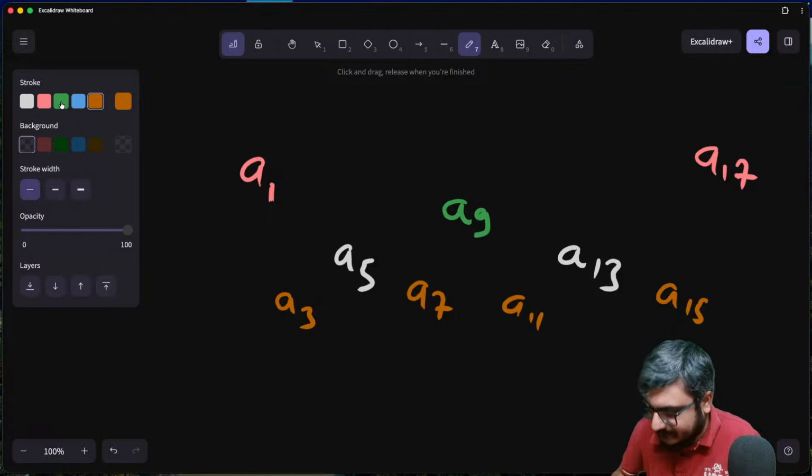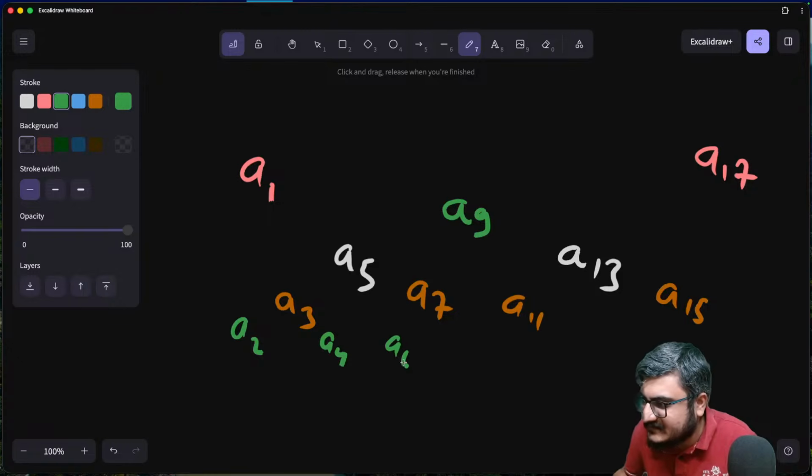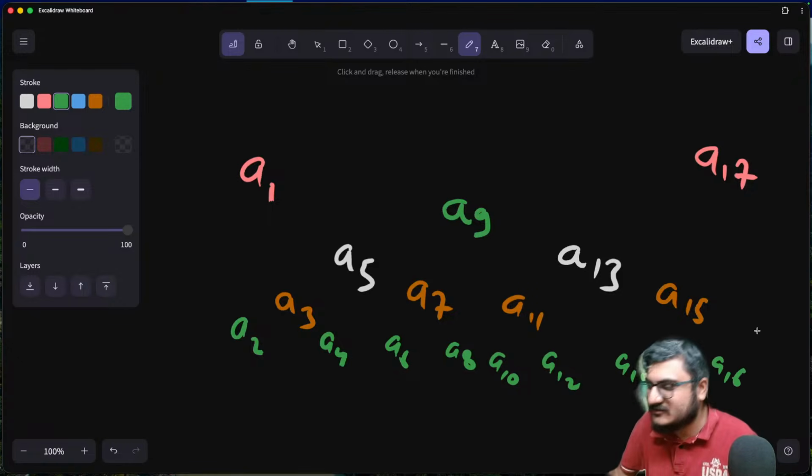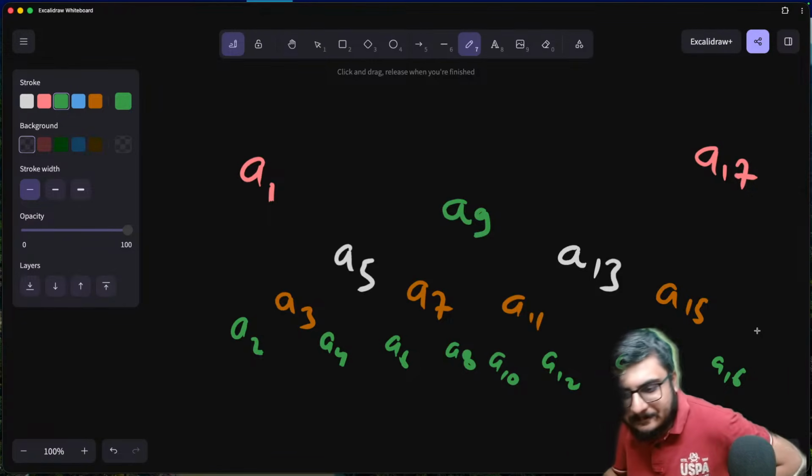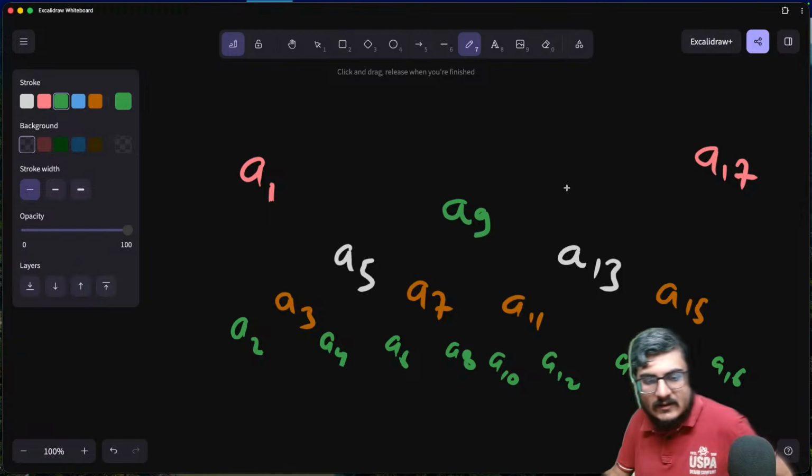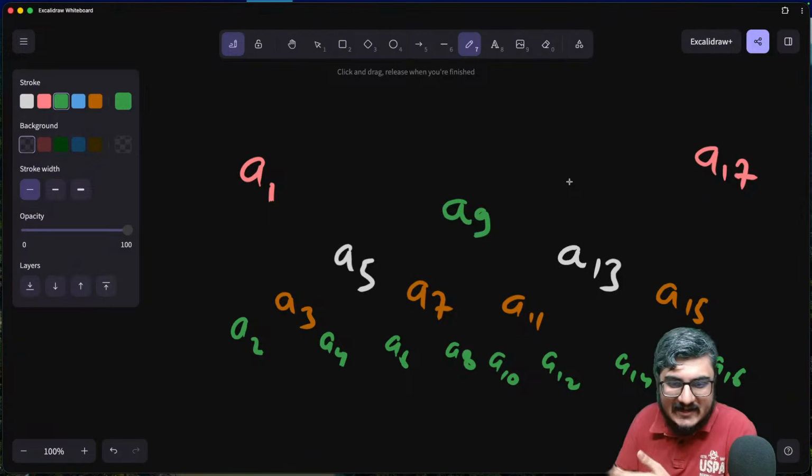And in the last step, you will have a2 here, a4 here, a6 here, a8 here, a10 here, a12 here, a14 here, and a16 here. Each of them would be the XOR of the numbers on both sides, and now your complete array is filled in. Can you see how the numbers are getting filled in over here?